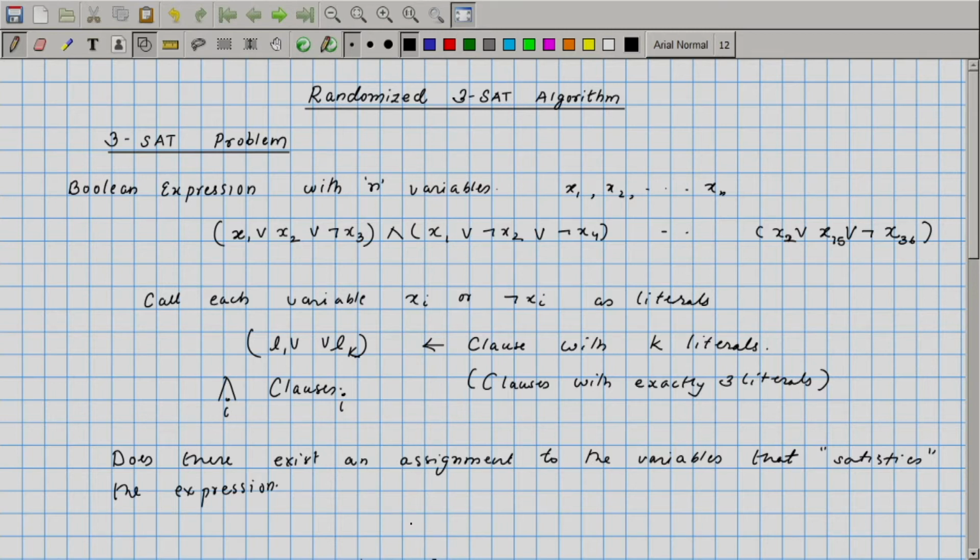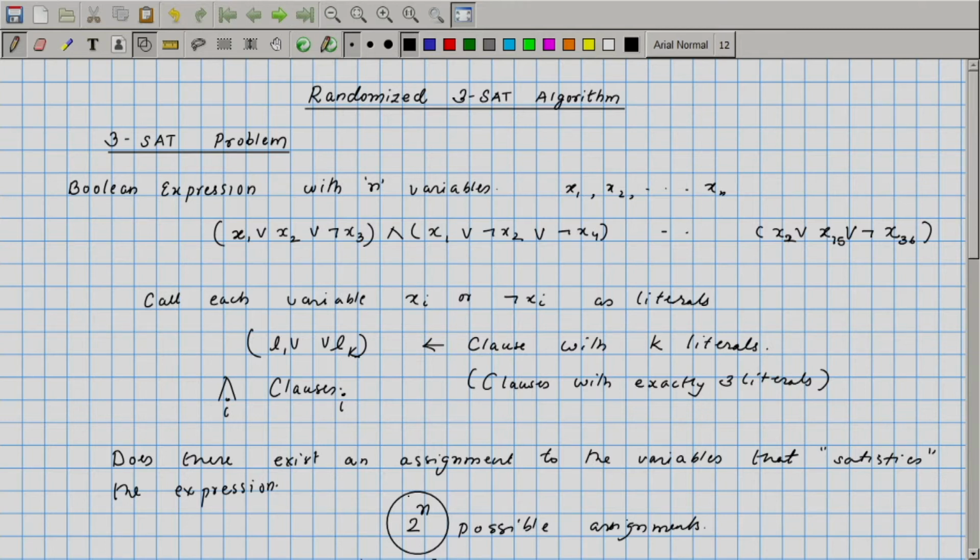Clearly, there are 2 raised to n possible assignments. One way would be to try out all the 2 raised to n possible assignments, but that will be prohibitively expensive. So, we want to design an algorithm which works faster than just trying all possible assignments. We will construct a randomized algorithm which will do that. It will still be an exponential time algorithm.